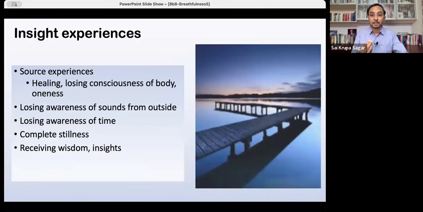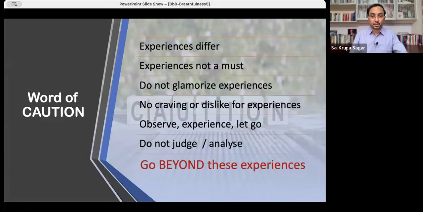You get some clarity on whether what you're doing is right or wrong. You get clarity on some decisions. All these are insight experiences. So there are a lot of these experiences: bodily, emotional, mind experiences, insight experiences. So what do we do about it? And then again, all these are not a must for everybody.